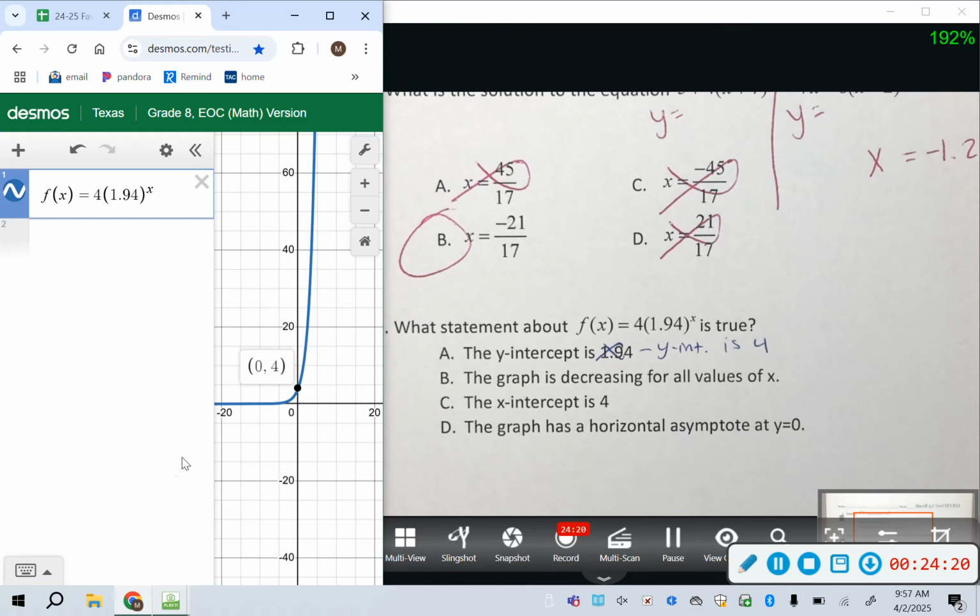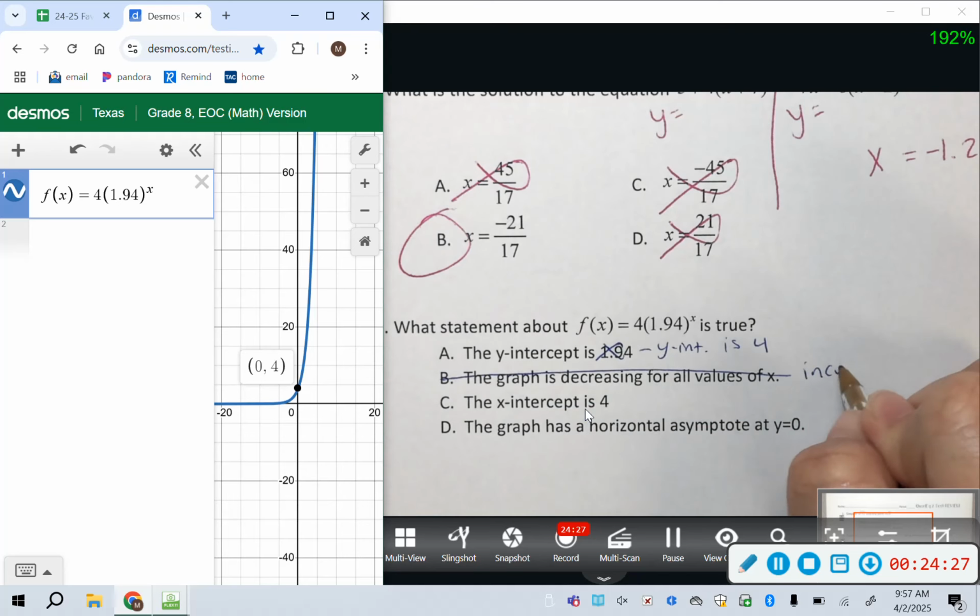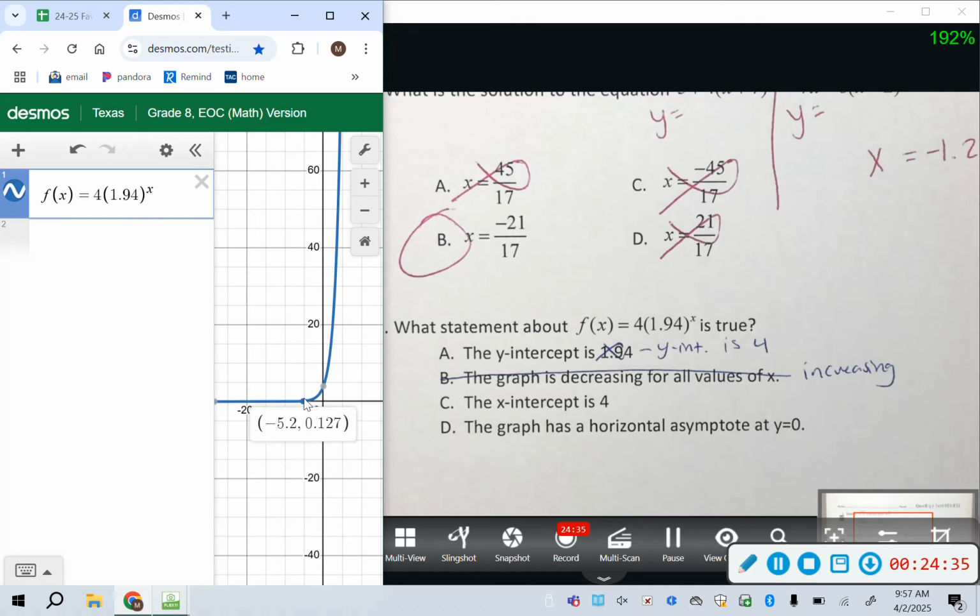The graph is decreasing. Well, from left to right, like you're reading a book, this is increasing. It's going up. So this is wrong because it's increasing. Okay, the x-intercept is 4. Well, right here at 4, I can't even click on it. It never actually touches the x-axis. So there is no that.